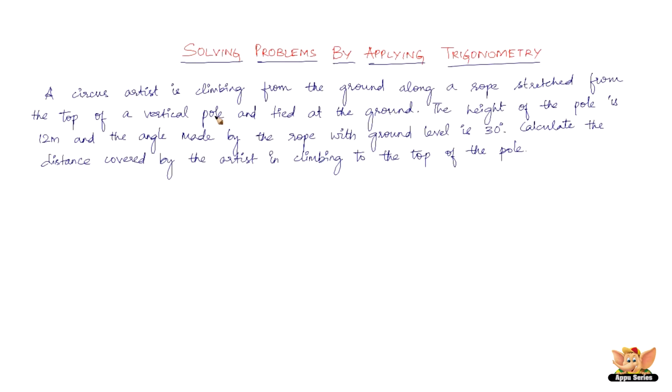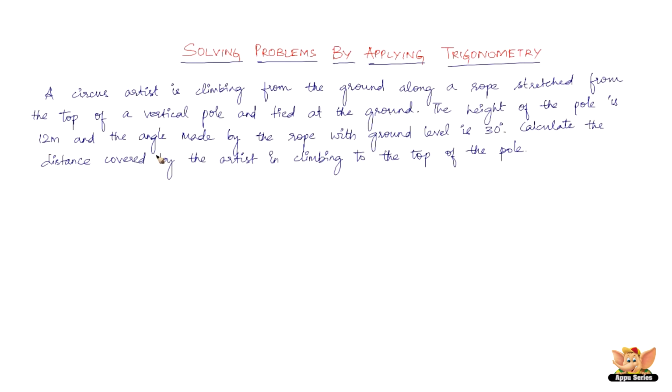But of course, not the one where two poles are at a distance apart and you've got a rope tied between them, but this is slightly different. On one side we've got a pole and on the other side the rope is tied to the ground. So let us continue reading this. The height of the pole is 12 meters and the angle made by the rope with the ground level is 30 degrees. So the rope is inclined at an angle of 30 degrees.